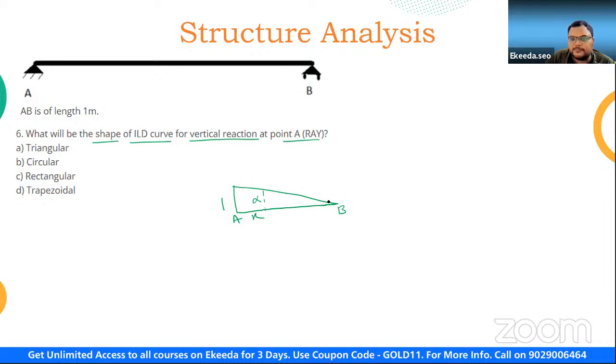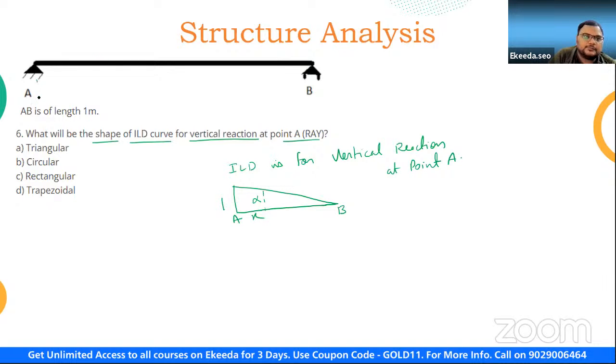So what is the shape of this ILD? This ILD is for what? This influence line diagram is for what? For vertical reaction at point A. This is for vertical reaction at point A.